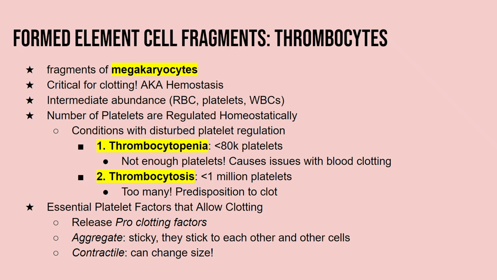And then some factors that make platelets good clotting factors is that they release pro-clotting factors, they aggregate, and they're contractile. Should we know the exact number of platelets, or roughly? I would just know that thrombocytopenia is not enough, and the effect is that you can't have blood clotting, and then thrombocytosis is too many, so you have a predisposition to clot.